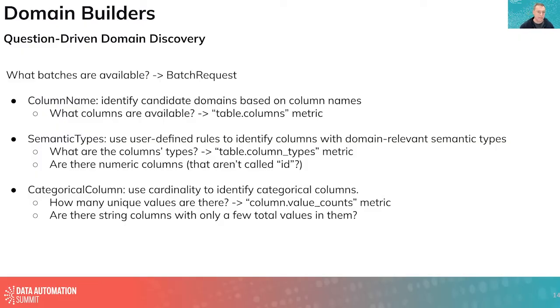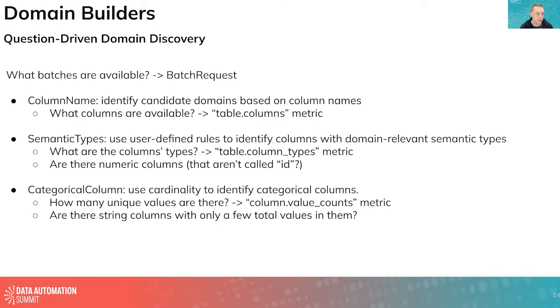So that leads me to the domain builder portion of a rule. So again, this is all about question-driven discovery. So I start off, because I built batches, I can ask this question of what batches are available. And then I have a variety of different domain builders available to me. So the most basic might just be, say, what columns are there in this data? Like every time you get a new data set or you're trying to really understand a data, the first thing you do is just look at it. Like, what do I have here?